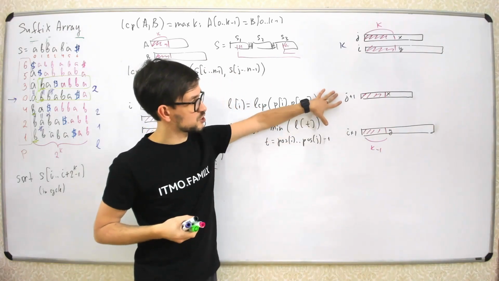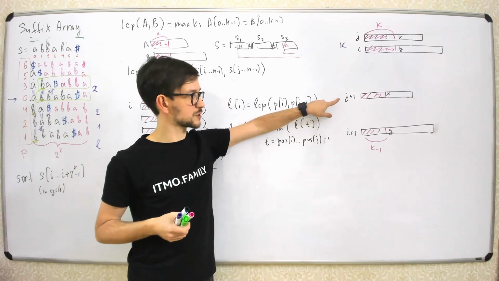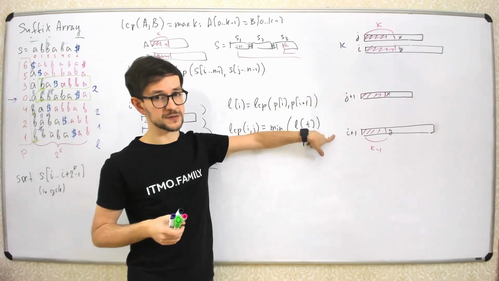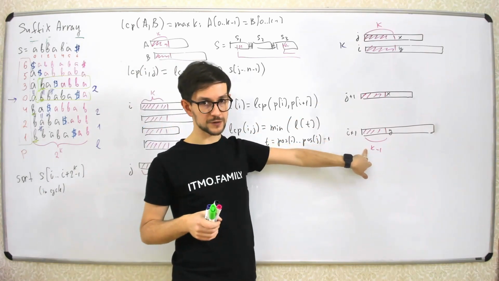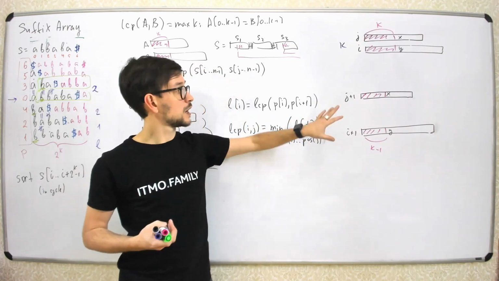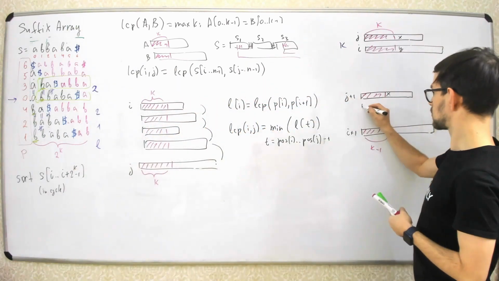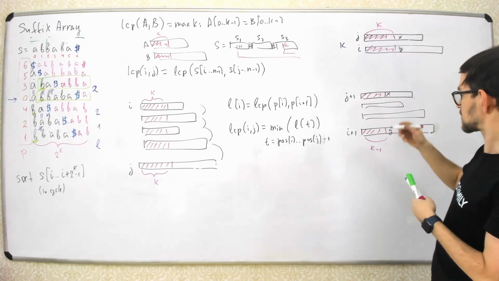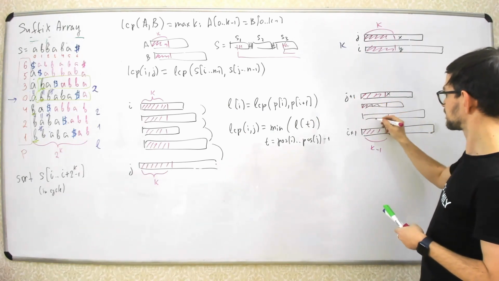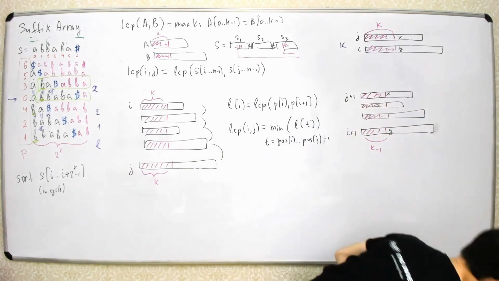So the suffix j plus 1 must be above the suffix i plus 1 because it is lexicographically less than this suffix. And they have k minus 1 common characters. Now again, all the suffixes between must also have this k minus 1 common character. So if we look at all suffixes here, they also must have these first k minus 1 common characters.